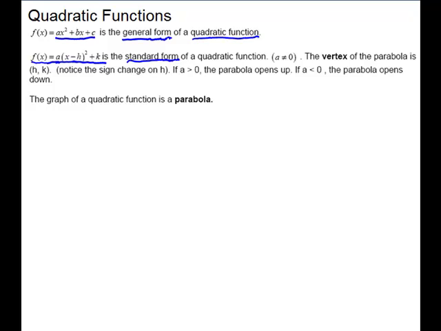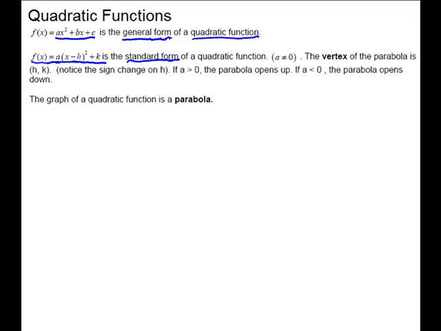We have another form that's actually more useful to draw the graph, and that is called standard form, which is below. It's a times x minus h squared plus k, and your a is not equal to 0 in these. This gives you a parabola, and the vertex of the parabola is going to be (h, k).